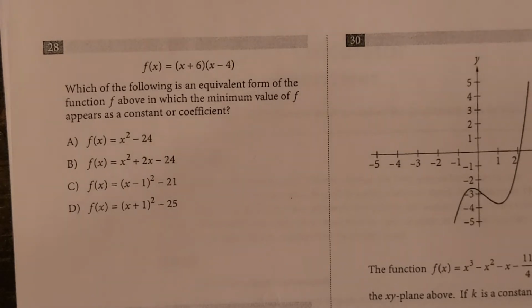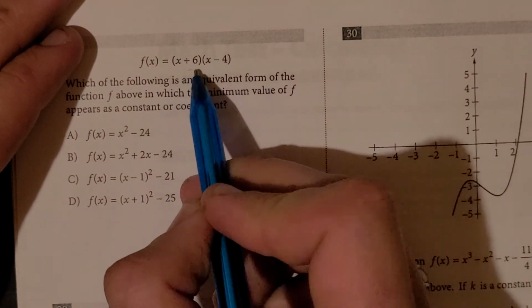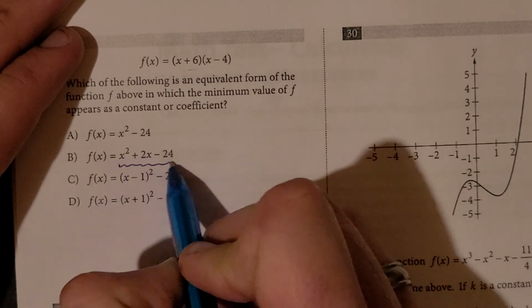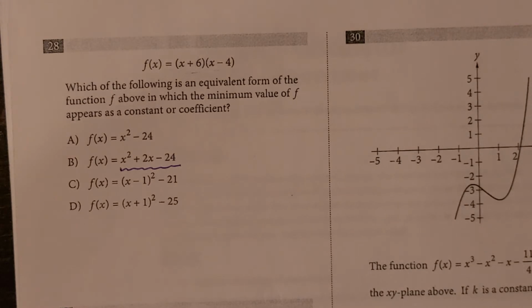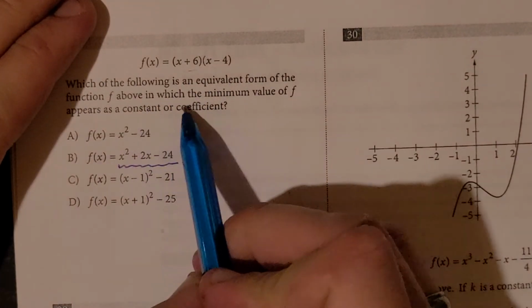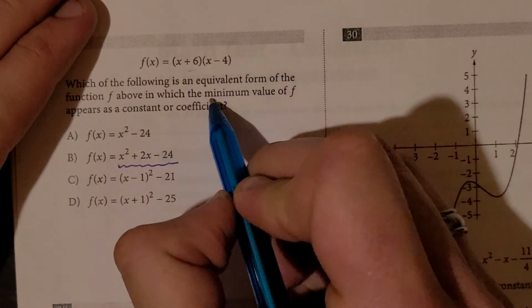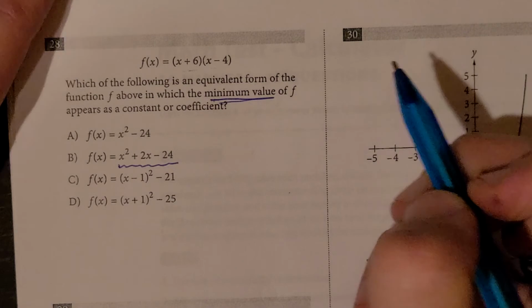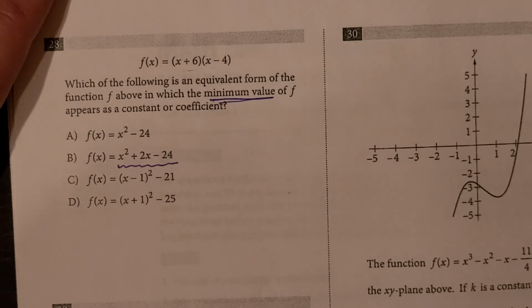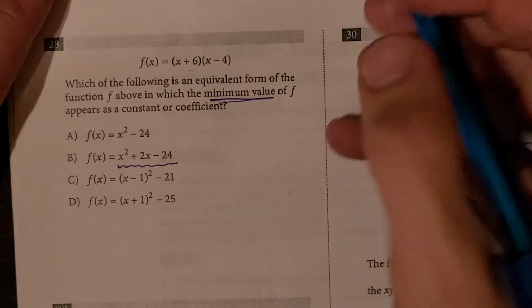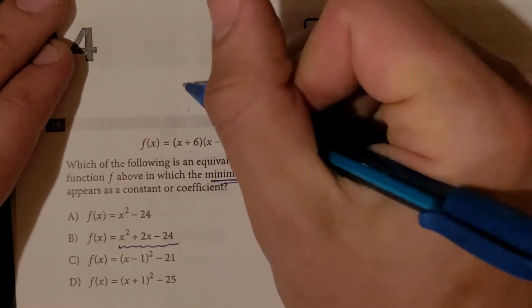So the reason this is tricky is if you just take these two things and multiply them together, you will get x squared plus 2x minus 24. You'd probably circle that and you'd move on. But that is actually not the correct answer. The minimum value of f appears as a constant or coefficient. Anytime you see minimum value, you should realize that you are trying to figure out the vertex, okay? Because this is quadratic, which looks like this.